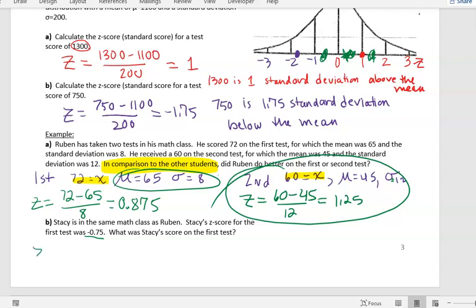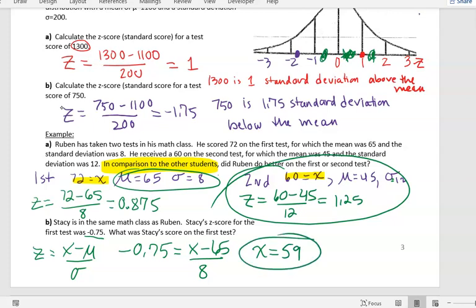All right, so just as a reminder, that z-score formula: z equals X minus the mean divided by the standard deviation. So her z-score is negative 0.75. Her mean is 65 and the standard deviation is 8. So I'm going to multiply by 8 and then add the 65 over to the other side. And when I do that, I get X equals 59. So Stacy's score was a 59 on the first test.